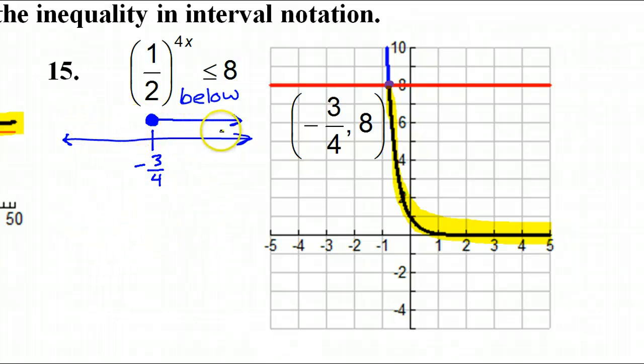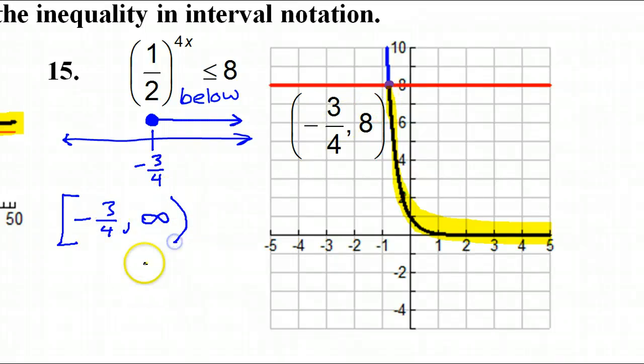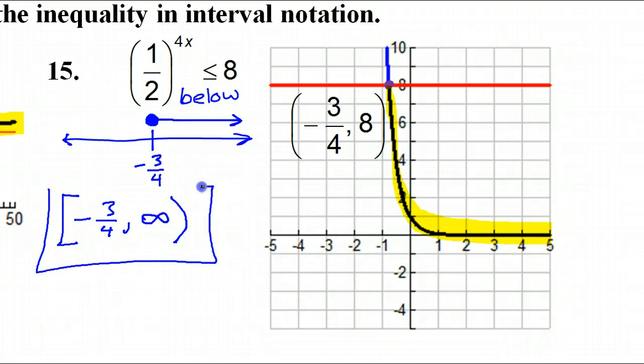So we'll write this in interval notation now. So this is going to be -3/4 to infinity. Now, will I use a round parenthesis or a square bracket on my negative 3/4? Square. For the same reason we did a closed circle. It's or equal to, a square bracket shows that we include the endpoint of negative 3/4 as one of our solutions. Infinities always get the round. So that would be the interval notation of the solution set.